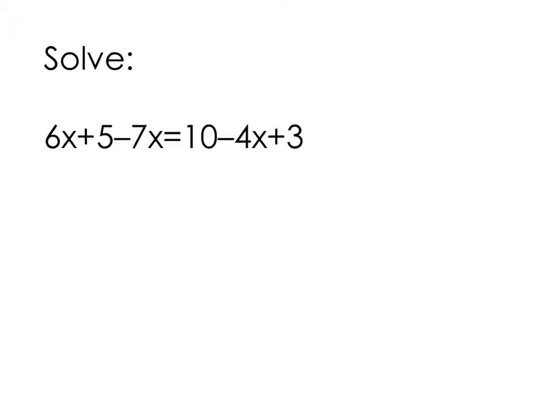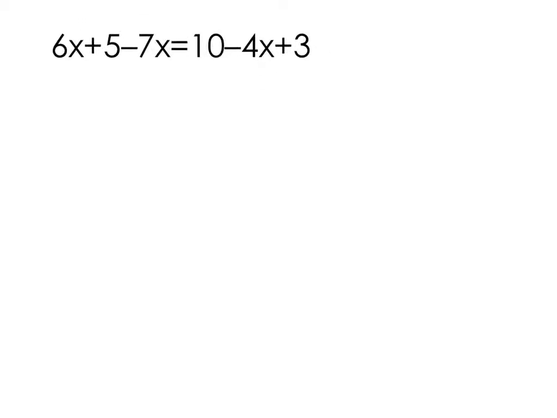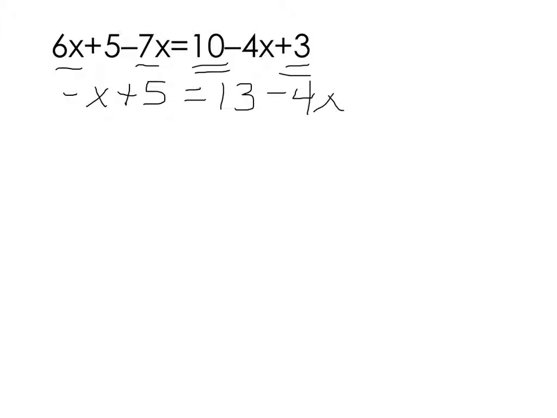In our first example here, we don't have fractions. We're working to get x equals. Let's start by simplifying the left and right hand side by combining like terms. On the left, we have two x terms. 6x minus 7x is minus x. And we still have plus 5. On the right hand side, we have the 10 and the plus 3. Those are like terms, so when we combine them, we'll have 13, and we still have minus 4x.